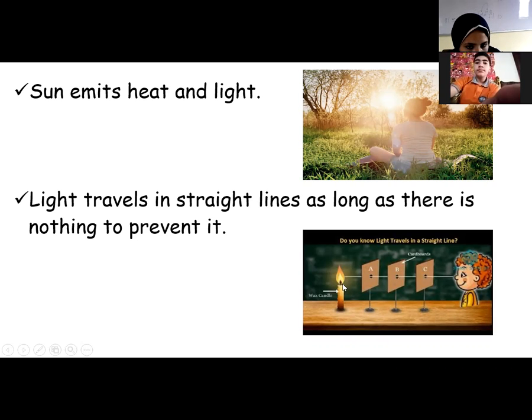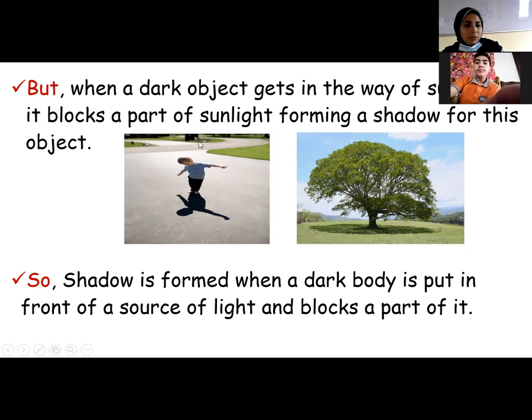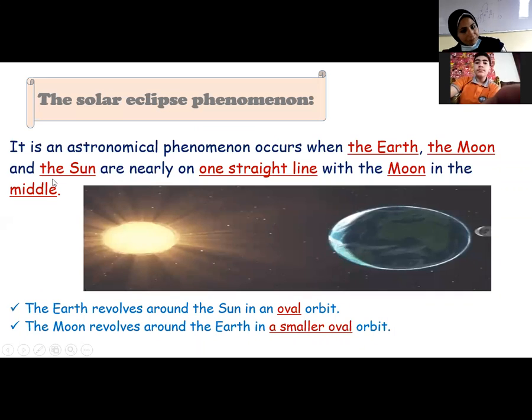But when a dark object gets in the way of the sunlight, a shadow is formed. The shadow forms when the sunlight is blocked by objects, like the shadow of the tree or the shadow of this boy. So the shadow is formed when a dark body is put in front of a source of light. When any dark or opaque object blocks the sunlight, a shadow is formed.